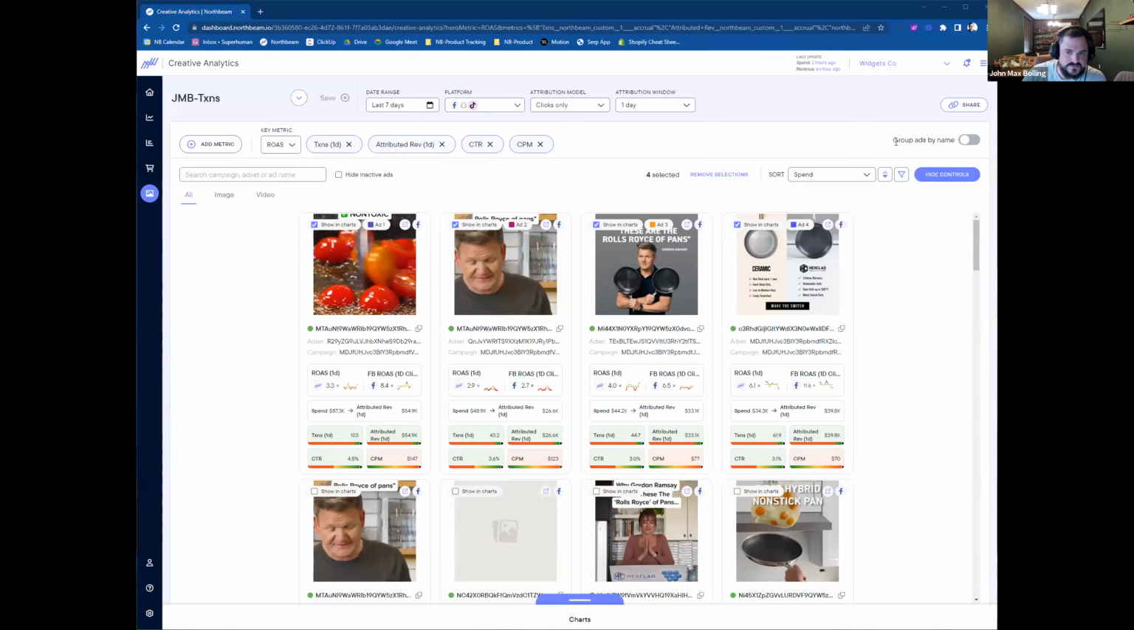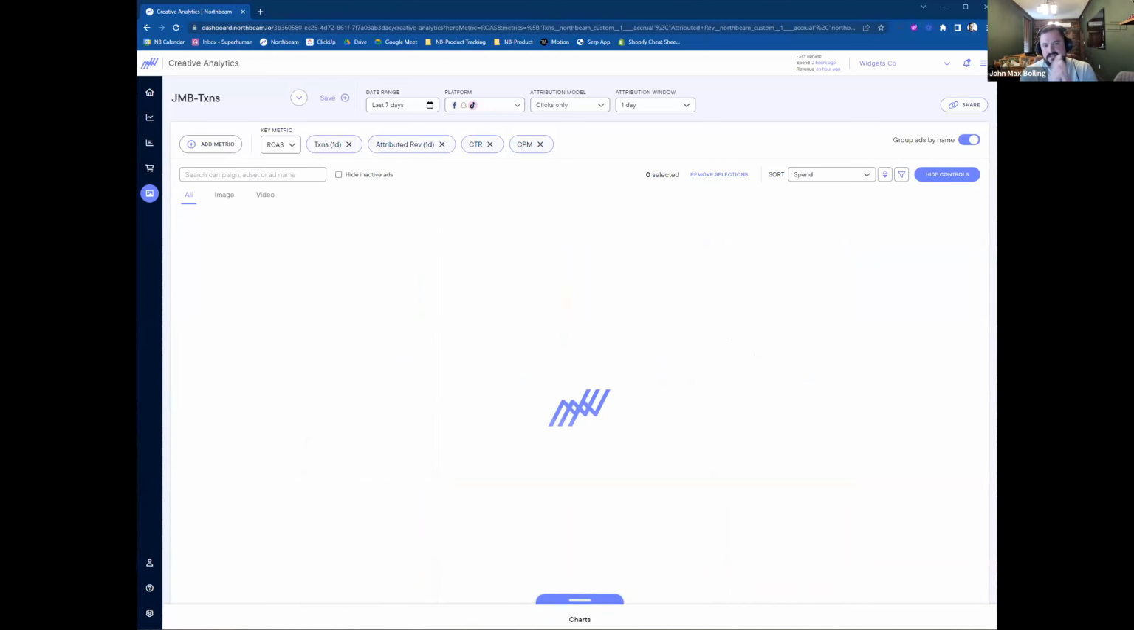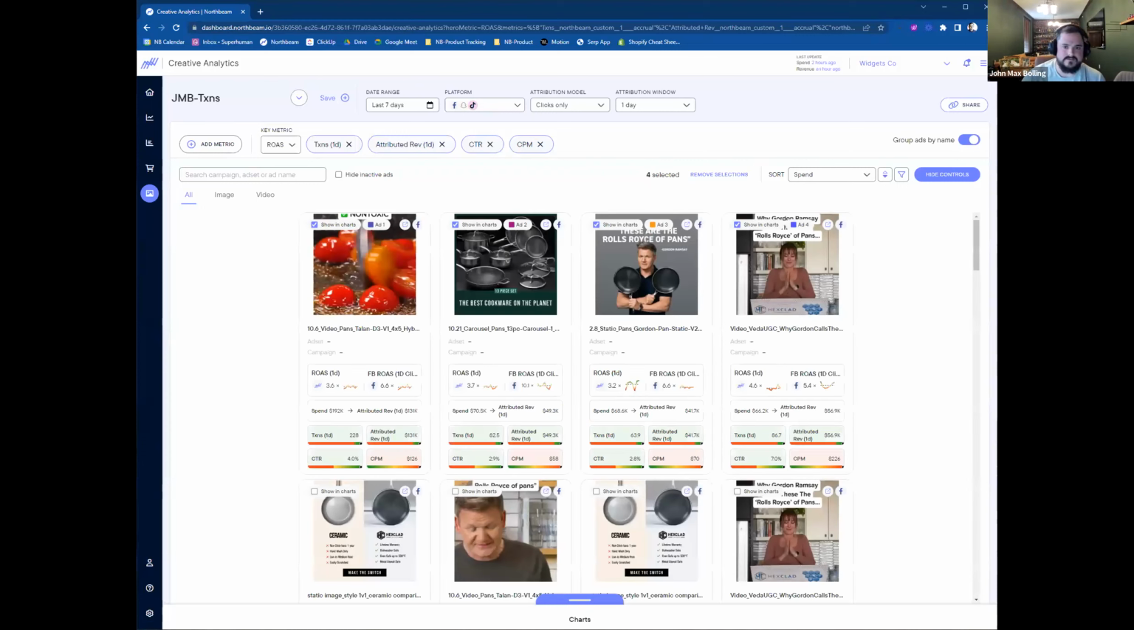That's what this group ads by name right here is. What this does is it allows you to, instead of looking at every ad unit as a single ad unit, group together all ad units that have the same naming convention in Northbeam. You group them by the naming convention that you have in platform. For Facebook, we do ignore the dash copy that Facebook loves to sneak in there when you're duplicating ads into new ad sets or campaigns.